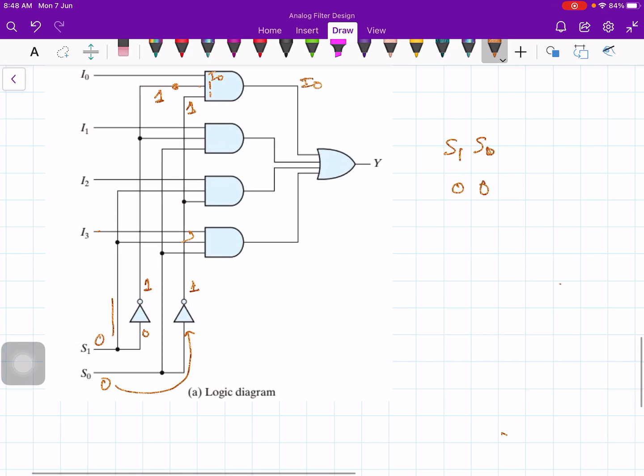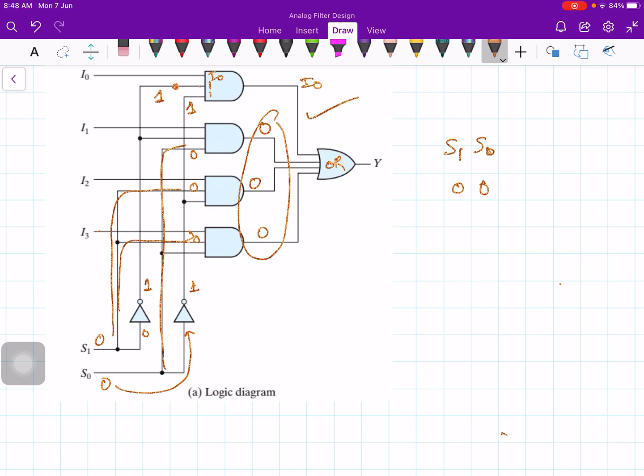Now this 0 is coming here. If any one input is 0, the output is 0. And this 0 is coming over here. If any one input is 0, output is 0. And this 0 is coming over here and this is 0, output is 0. So only one input is directed to the input of your OR gate. The rest of the remaining 3 inputs of your OR gate are 0 at a time. For any given combination, only one input will be high.